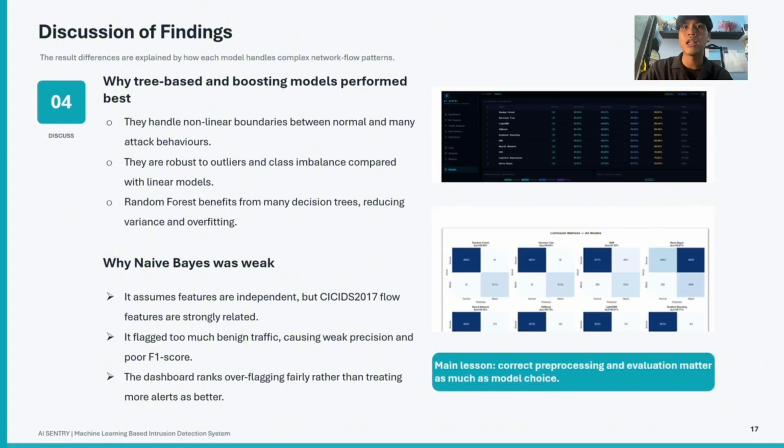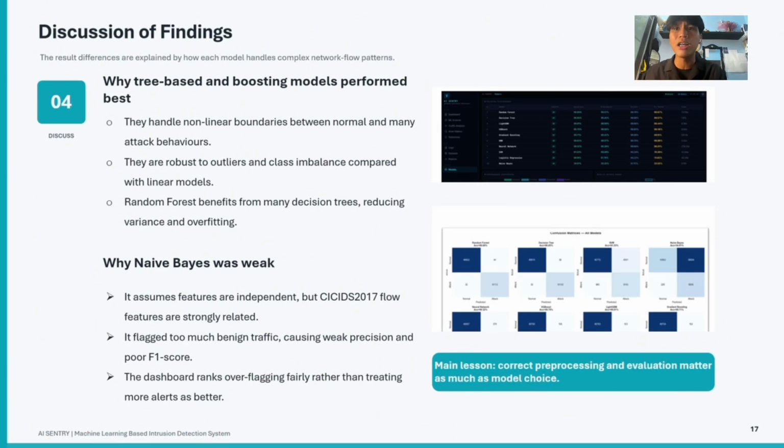And now we go to the discussion of the findings. From the results, tree-based and boosting models achieve the strongest performance. These models can handle non-linear relationships between normal and malicious network traffic. For example, an attack may be identified through a combination of packet length, duration, TCP flags, packet rates, and inter-arrival time. The relationship between these features may be too complex for a simple linear model. Random Forest also combines many decision trees. Each tree learns a slightly different part of the data, and the final prediction is based on the combined decision. This helps reduce overfitting and improve stability.